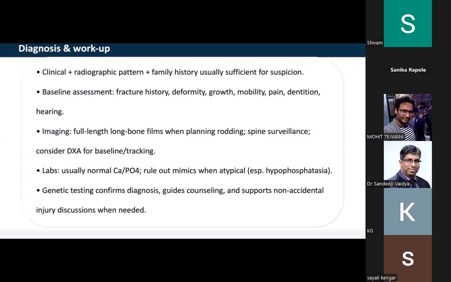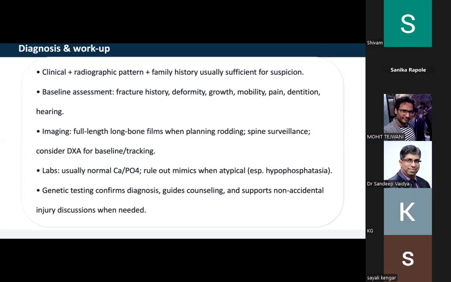Labs are usually normal, with normal calcium and normal phosphate. If there are abnormalities with the alkaline phosphatase, we have to rule out mimics like hypophosphatasia. Getting genetic testing done is going to confirm the diagnosis, help us counsel the parents, and sometimes rule out NAI, but that is not typically the reason why we do genetic testing.